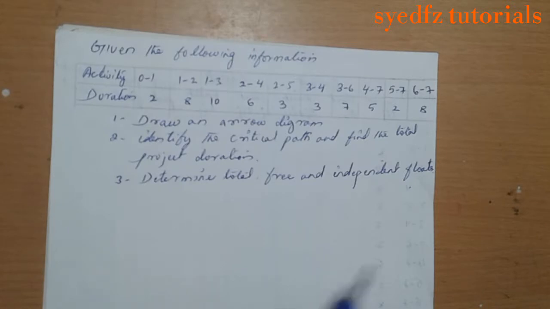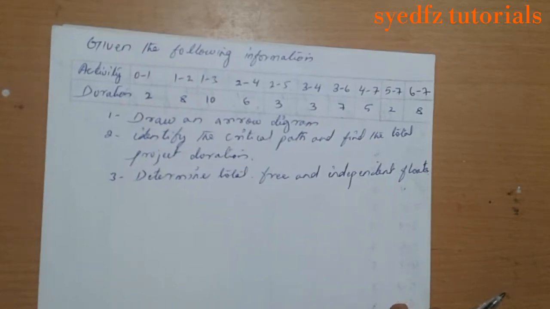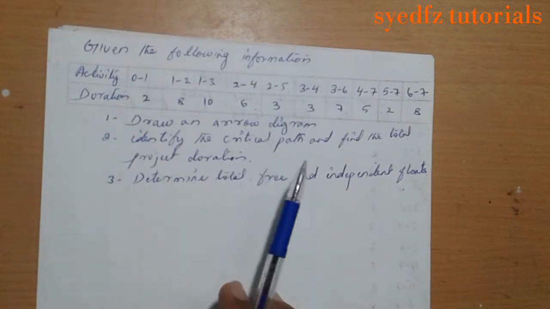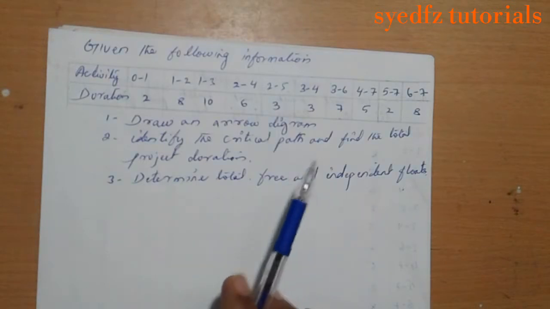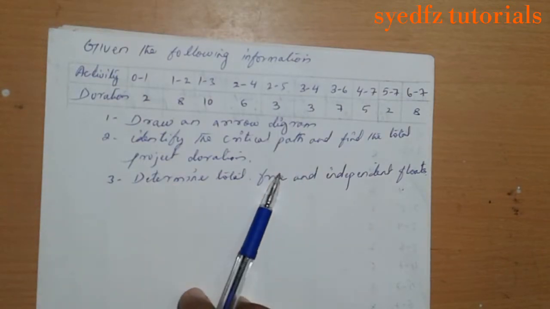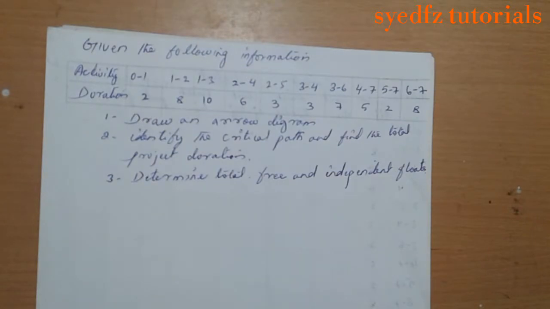method. What is the critical path method? The sequence of critical activities in a network is known as the critical path, and it is the longest path, which gives the minimum time required to complete the project. The critical path is the longest path. Let's see how it will be done.